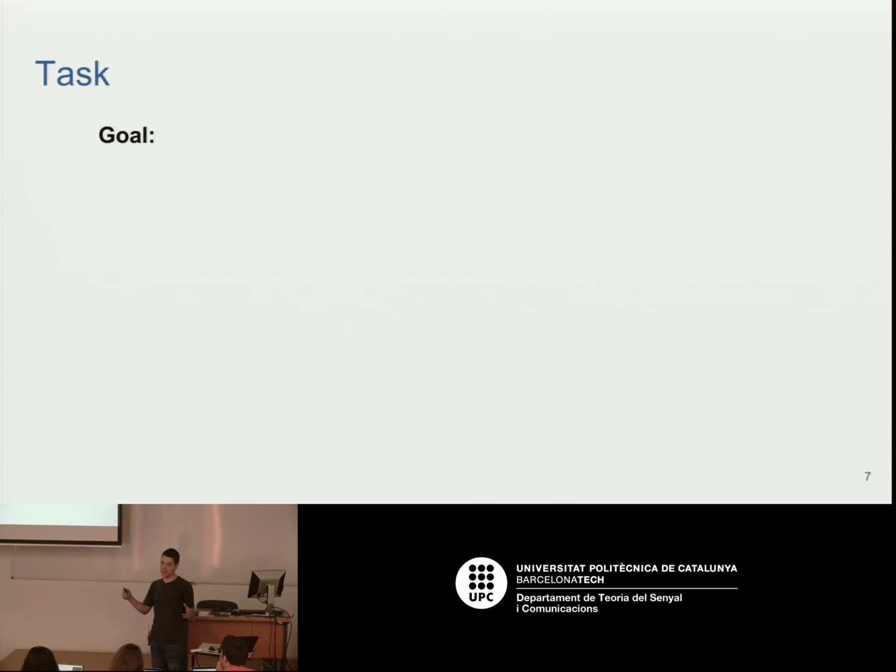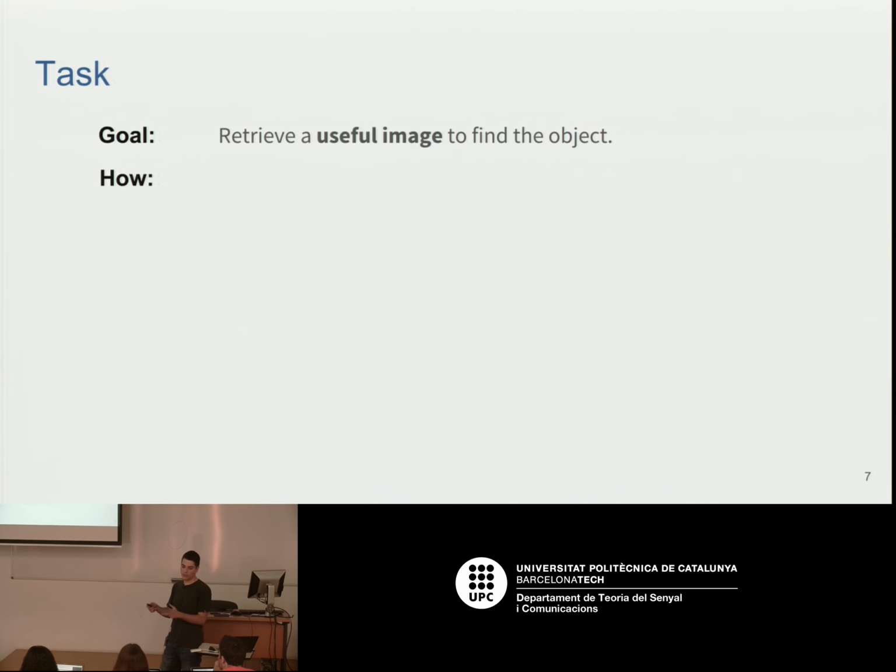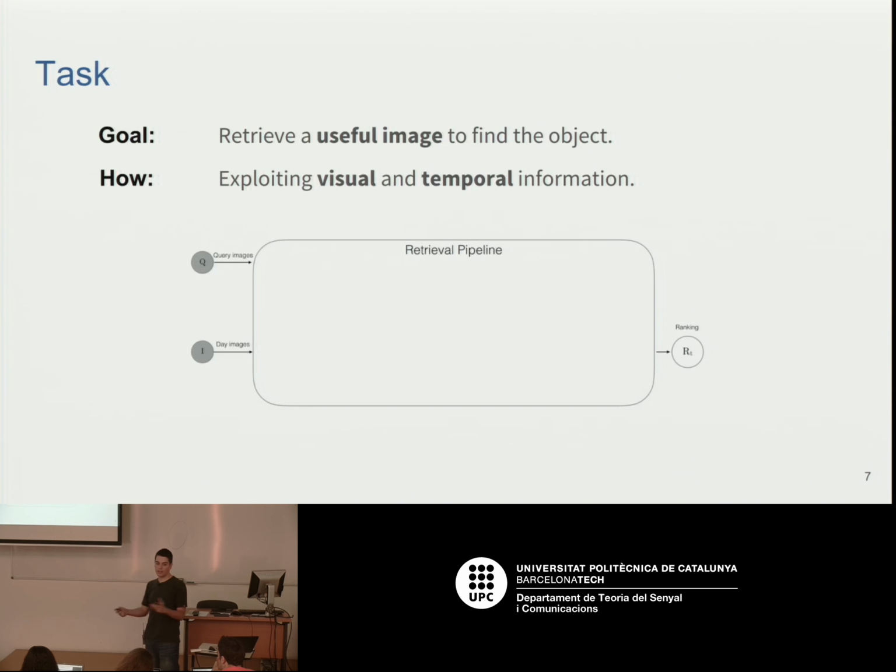So let's define the task. The task is to retrieve a useful image for the user in that problem. And how are we going to do that? We are going to exploit both visual and temporal information. So the system we have designed has two inputs and one output. The first input is the query. So what's the object I'm going to look for? And the second input are the daily images, which I will also refer to as target images, that are the images captured by the wearable camera. And then the output is a ranking of the daily images based on their likelihood to help the user.